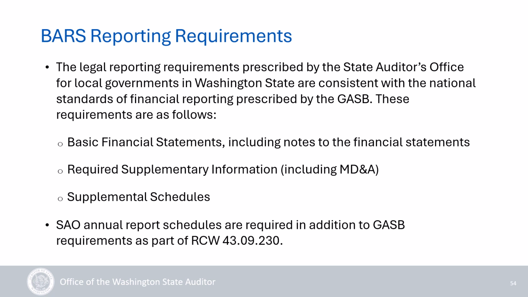We work to ensure that the SAO legal reporting requirements for local governments in Washington are consistent with the national standards of financial reporting prescribed by the GASB. These requirements include the basic financial statements, including notes to the financial statements, required supplementary information, including the MD&A, which stands for Management Discussion and Analysis, and the supplemental schedules. And with that, we are through all of the annual report components.